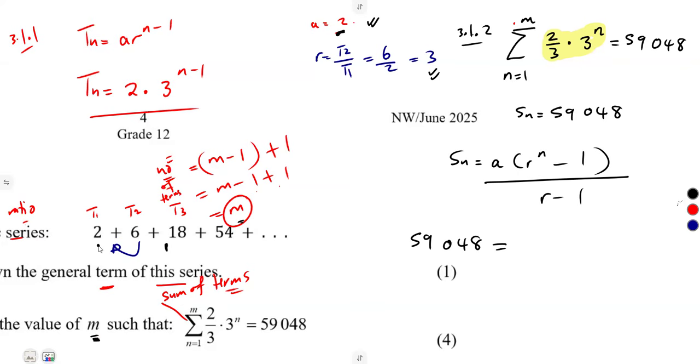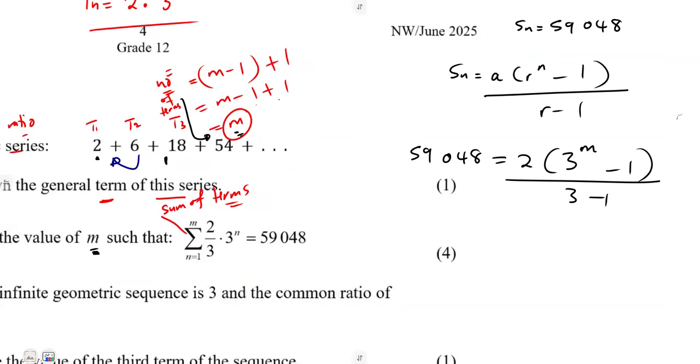So that's 59,048 is equal to A, being the first term. When n is equal to 1, the first term is 2, into our R, which is 3. So that's 3 to the exponent n, for the number of terms represented by M. So that's to the exponent of M minus 1, everything over R minus 1, 3 minus 1. You are done. So let us solve for M, just like that.